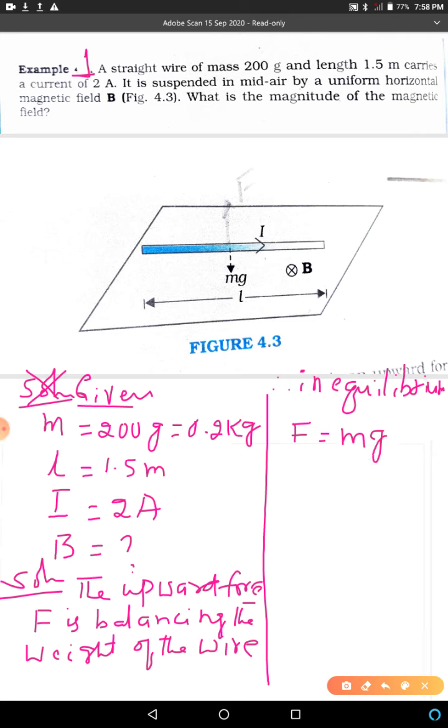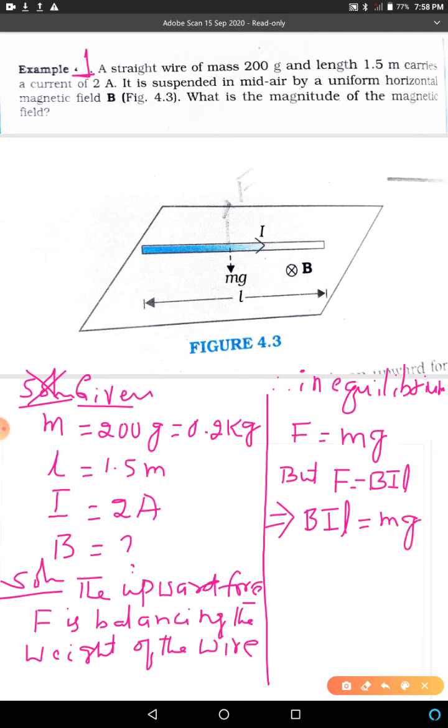So what is the magnetic force on a straight current carrying conductor? You know F is equal to BIL sin theta. Here the angle between I and B is 90 degrees, since the magnetic field is into the plane of the paper, and L is the length of the wire. So sin 90 is 1. Therefore F is equal to BIL, which implies BIL is equal to mg.